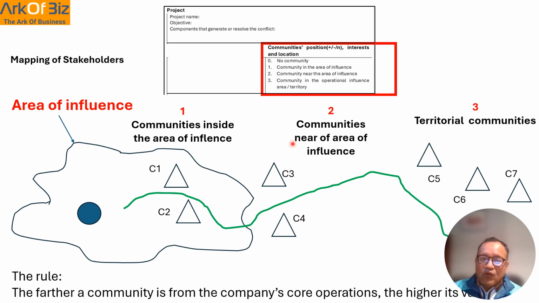You may ask, why does a local conflict expand? Well, it usually means that the local parties are not able to reach an agreement and the conflict escalates. And when the conflict escalates to a territorial or even a national level, it becomes more visible and more complex. So the rule is simple. The farther a community is from the company's core operations, the higher its value.